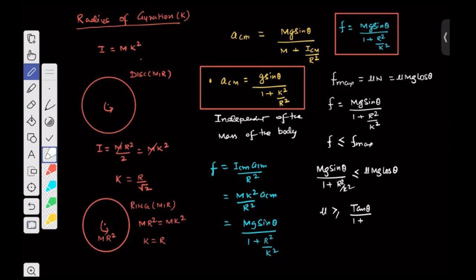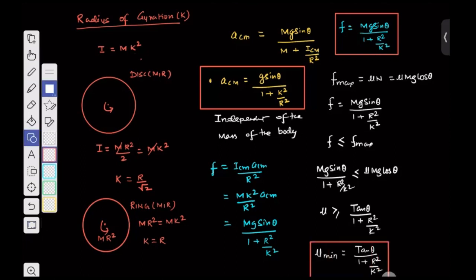1 plus r square by k square. So the minimum possible value of mu is tan theta by 1 plus r square by k square. You're supposed to remember this result too. It may come in handy. And you should not forget the fact that this mu minimum is independent of the mass.